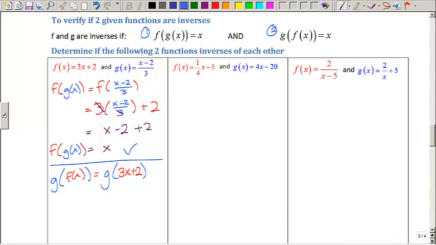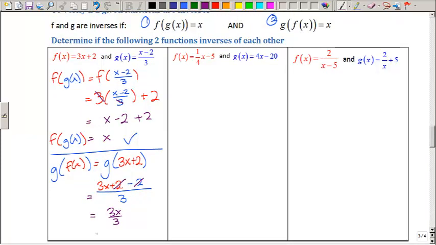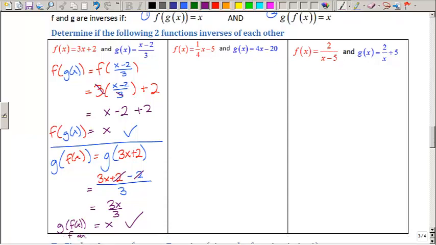Now I would like to find g of the expression 3x plus 2. The g function says x minus 2 over 3. But instead of x, I'm going to substitute 3x plus 2 in for x. Now I would like to simplify or reduce. In the numerator, plus 2 minus 2 add to 0, and I'm left with 3x over 3, or just x. So g of f of x does equal x. I have now shown both cases, and now I can say f and g are inverses.